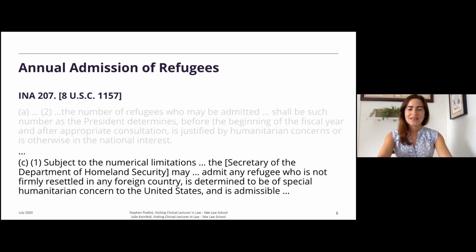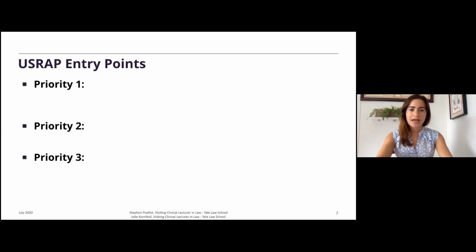Thanks, Steve. Now that we have an understanding of the statutory background of USRAP, I'm going to walk us through how it operates in practice. In order to apply to USRAP, individuals must first establish themselves within one of the 3 priority categories. This is a limitation that prevents most refugees from accessing the program. So let's walk through those priority categories.